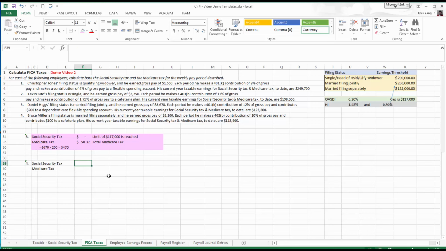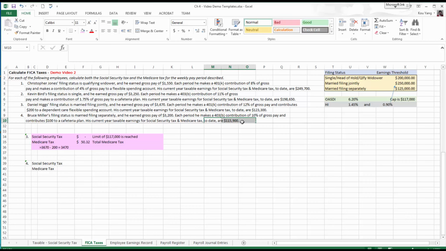All right, so for his Social Security tax, Bruce Miller's filing status is married, filing separately, and he earned gross pay of $3,200. Each period he makes a 403B contribution of 10% of gross pay and contributes $100 to a cafeteria plan. His current year taxable earnings for Social Security tax and Medicare tax are $115,900.